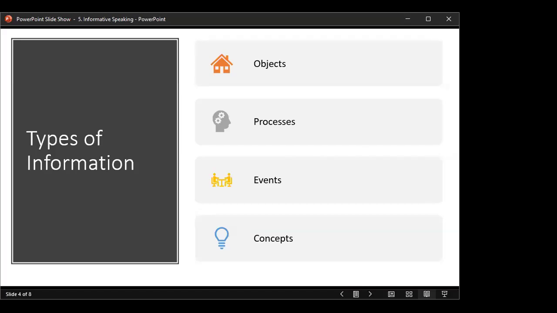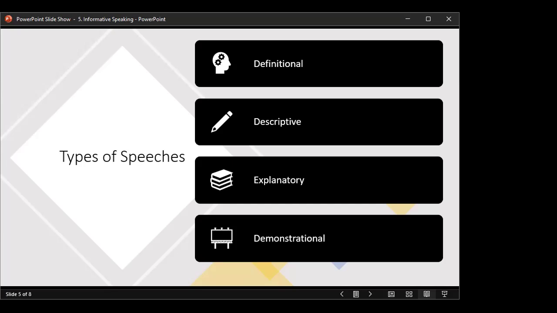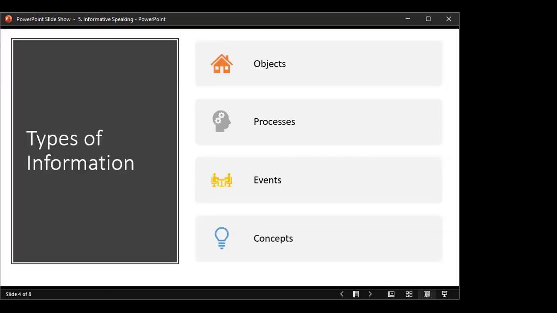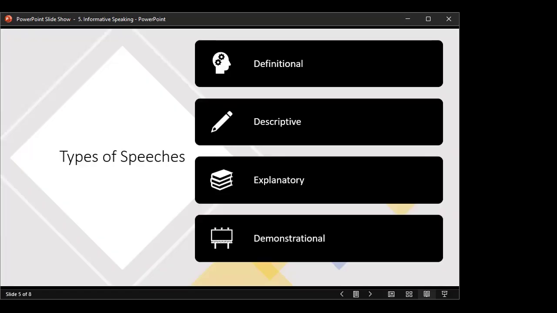So if we look at these types of information and these types of speeches, we can see that there are some general connections. But there's one type of information I haven't talked about yet, and that's an object. So the object that I'm going to talk about, I'm going to use for all 4 types of speeches. The object I'm going to talk about is a cheeseburger. Now, this might seem a little bit odd, but I think it works really well for this particular example. Most people are familiar with what a cheeseburger is. So the topic here is a cheeseburger.